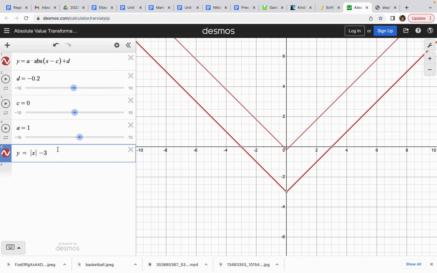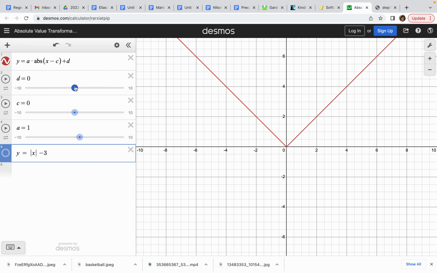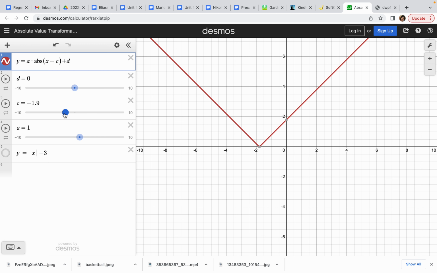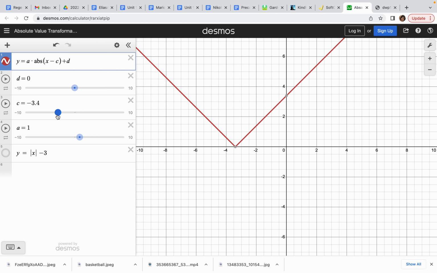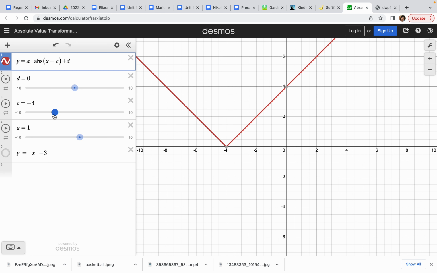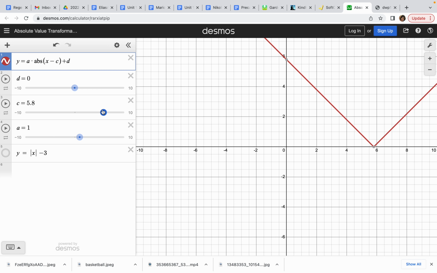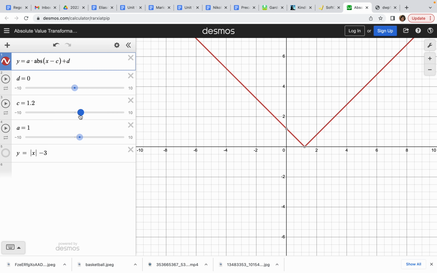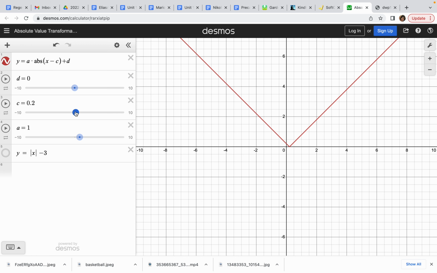All right, so now let's turn this one off for a second. We're not changing this value outside of the absolute value. We're looking at this value inside the absolute value. So what happens if we change that? This is interesting because it does a little bit the opposite of what we think. When I say minus a value, it's moving to the left. And when I say plus a value, it's moving to the right. So that value inside, negative moves it to the left, positive moves it to the right.